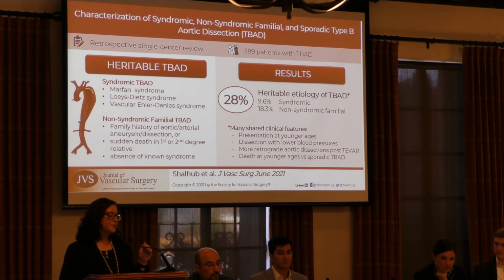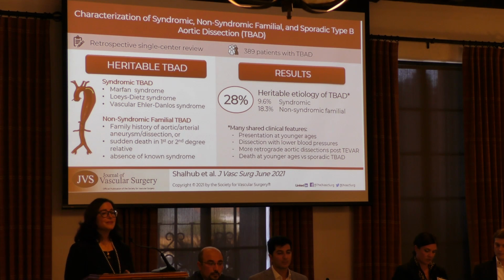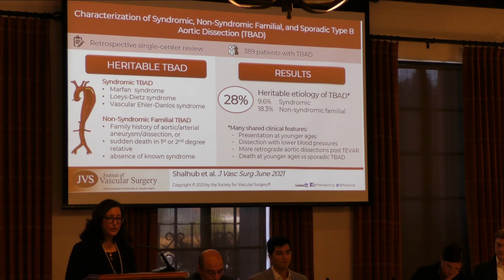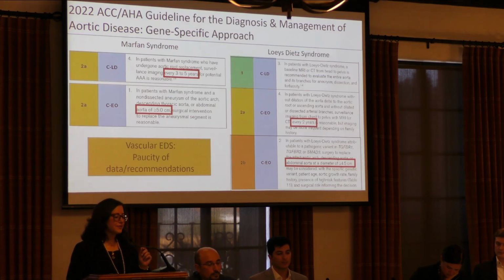And actually, when we compared people with non-syndromic familial disease to people who have syndromic variants and people who have sporadic variants, those people with the family history fit in the middle. They are in the middle in terms of how high their blood pressure was when they dissected. They are in the middle in terms of how old they were when they dissected. So they were older than syndromic, but younger than non-syndromic, for example. So again, even just knowing that variable makes a difference.